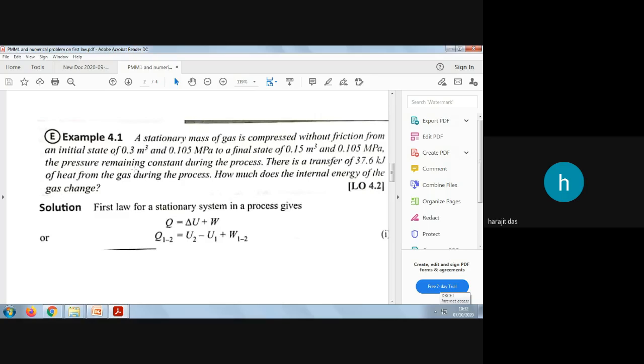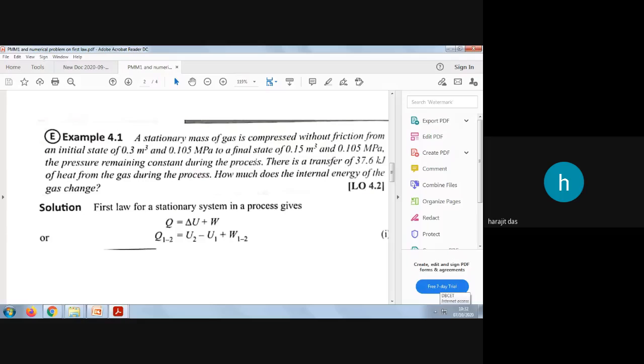The pressure remains constant during the process. It means when the system of the gas goes from state 1 to state 2, at P2 V2, the pressure was constant. That is one thermodynamic process. Now I think you are clear about what a process is. Now there is a transfer of 37.6 kilojoule of heat from the gas during the process.